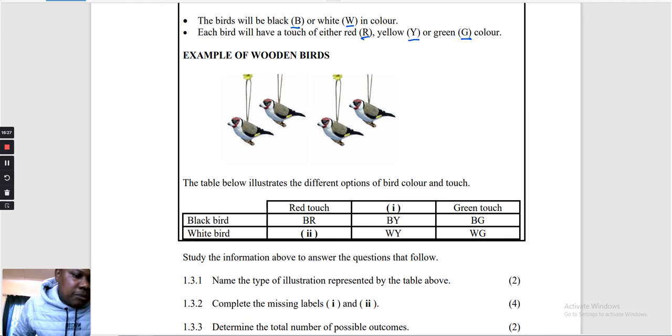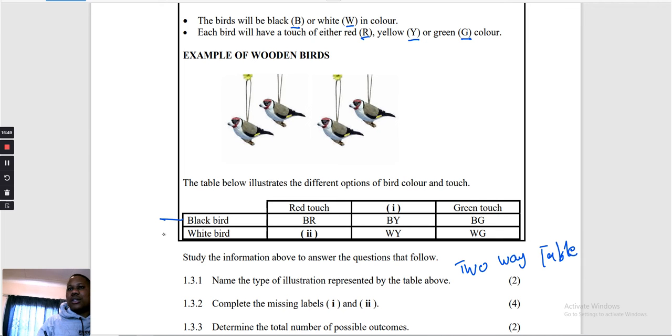Okay, now they say name the type of illustration represented by the table. What is the illustration there? Okay, so the illustration here is a what? We call this type of illustration a what? A two-way table. This is a two-way table because we look at what?